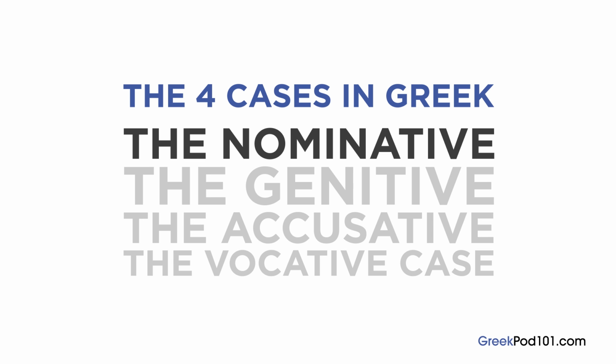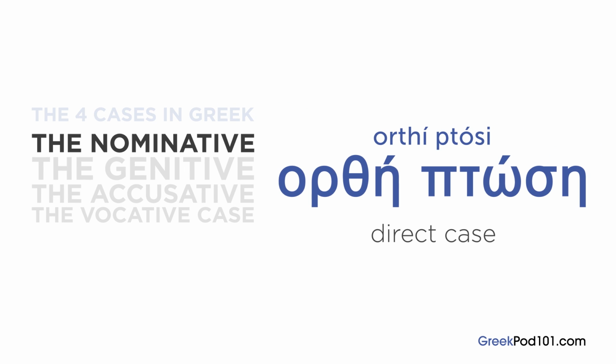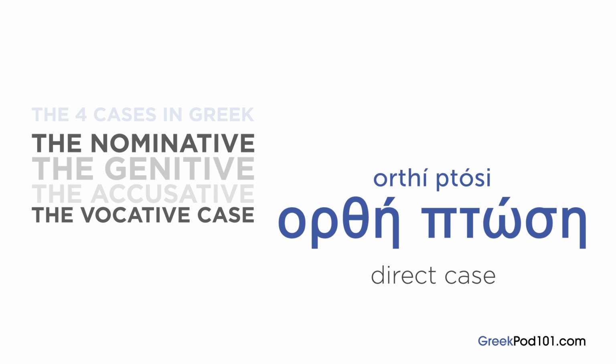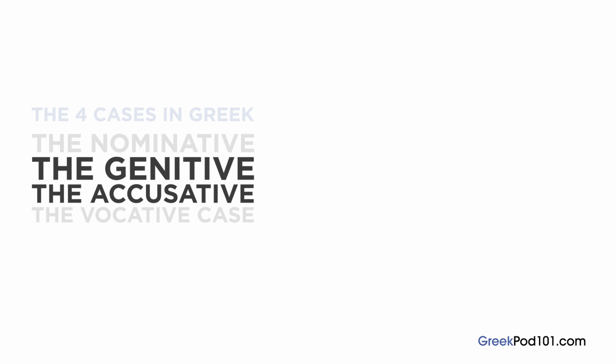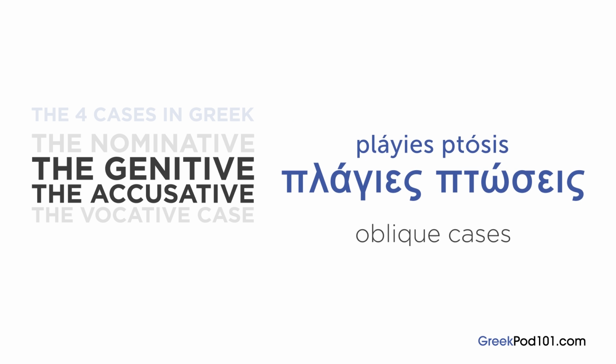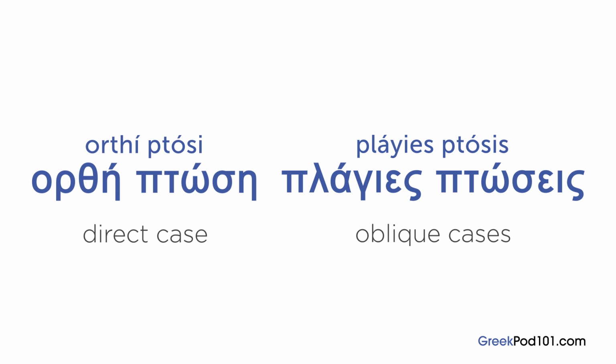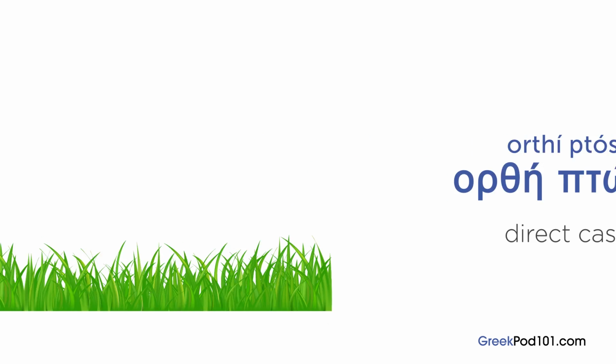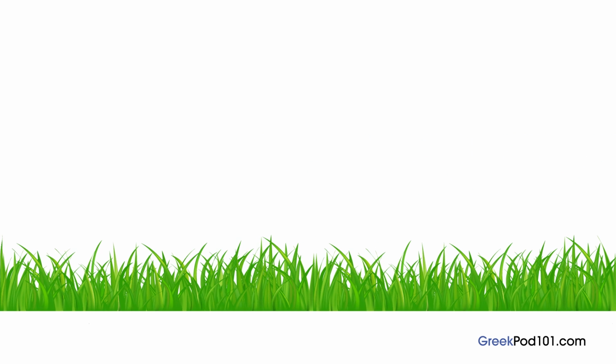In Greek, the nominative case has always been considered a direct case or orthiptosi, together with the vocative. The genitive and the accusative, on the other hand, were always considered to be oblique cases, or pleiestoses. But what do direct and oblique mean here? Well, let's remember the inclination and fall concept for a moment. If you set up a thin stick vertically on the ground, it won't stand, it'll fall.